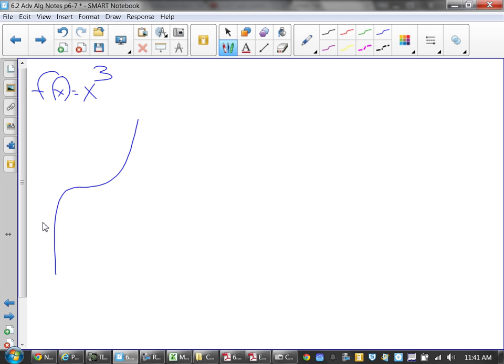If you did negative x cubed, then it would be the other part of it. And if you put those together, it makes the other part, the point of inflection, where it changes direction. Whoa, that's cool.